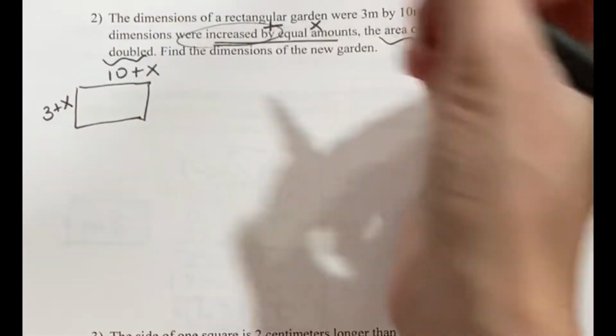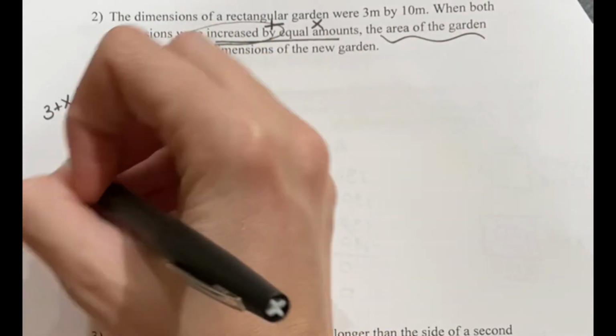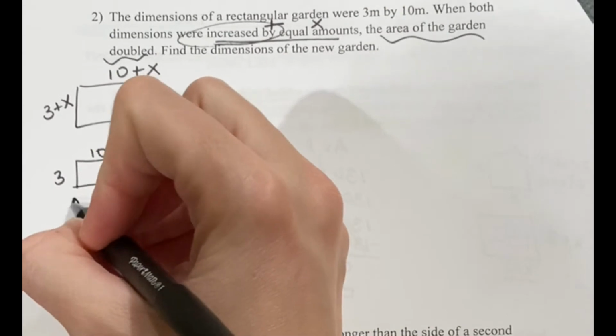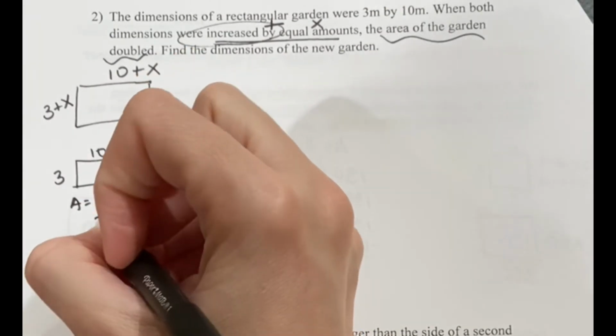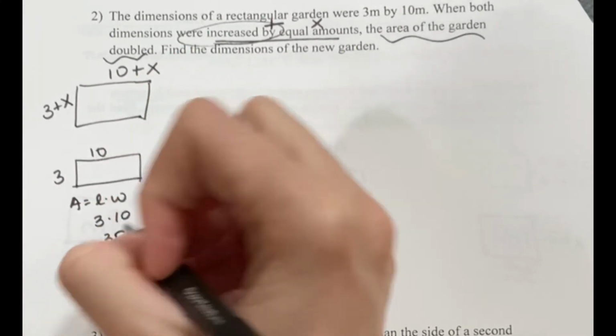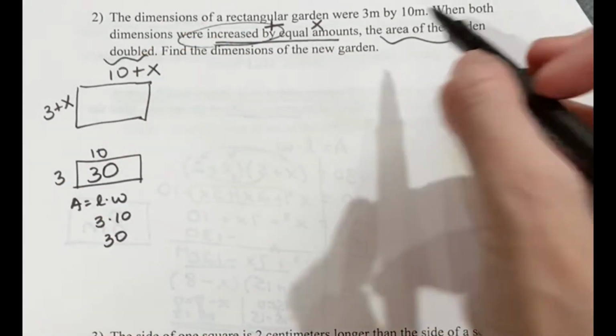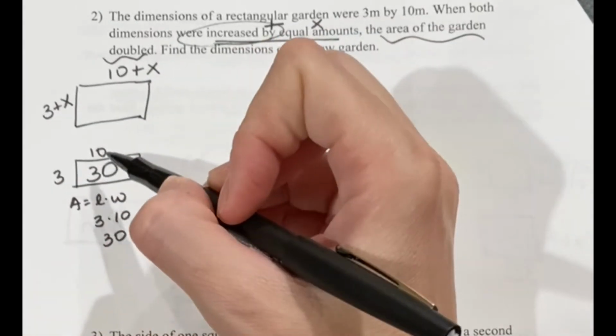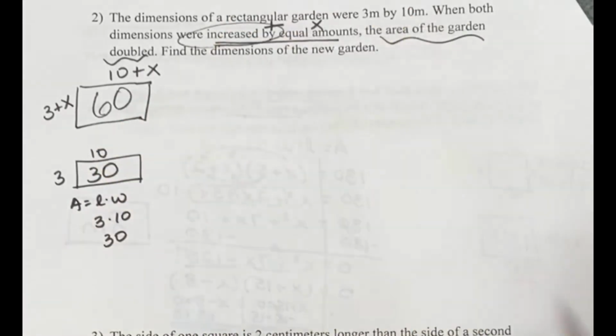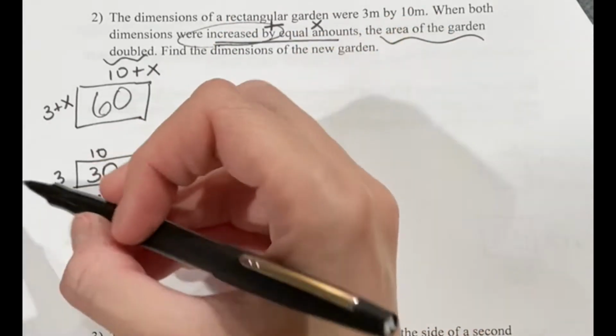Then the area of the garden doubled. So if my original garden was 3 by 10, my area of that would be length times width, which is 3 times 10, which gives me 30. So that was my original area. If the area doubled, double 30 would give me 60. So it's asking them, what are the dimensions of the new garden?